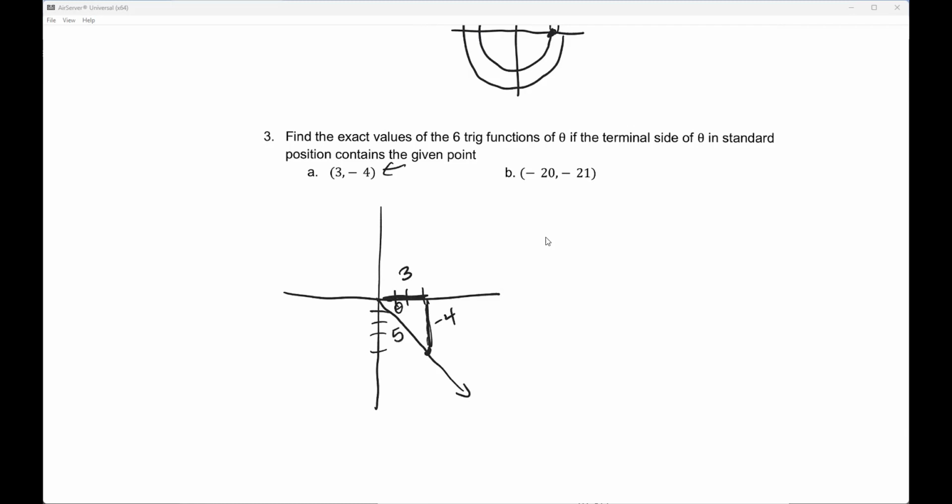If we did the Pythagorean theorem, I'm going to skip that step right now, but that hypotenuse would be 5, right? So then what happens? If I get the sine of theta, that's what? Opposite over hypotenuse, or opposite over radius, which is equal to what? What's the opposite? -4 over 5. Okay. What is the cosine of theta?